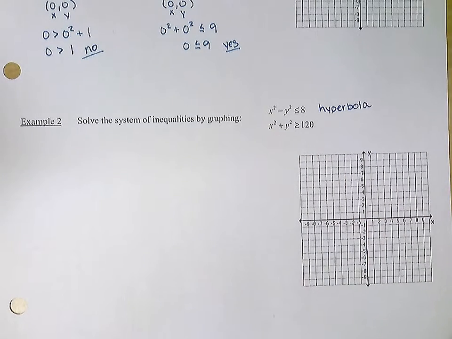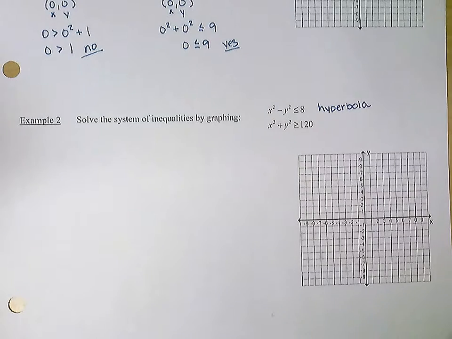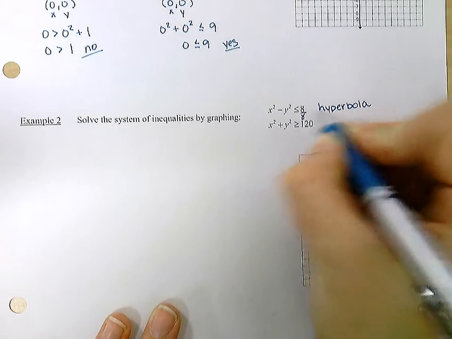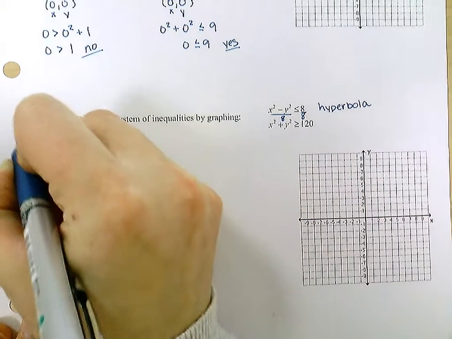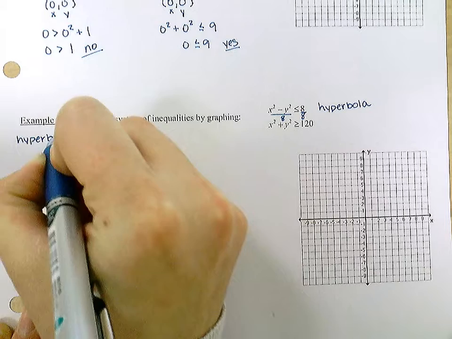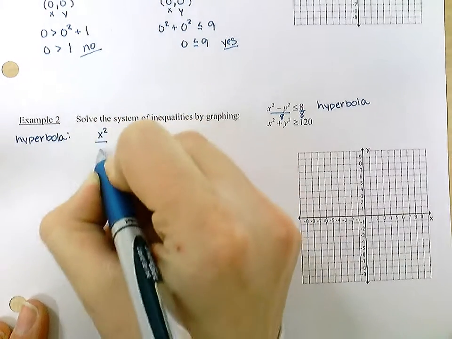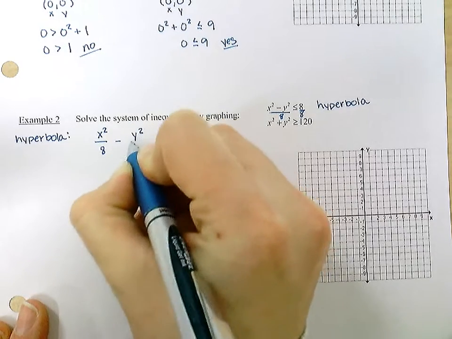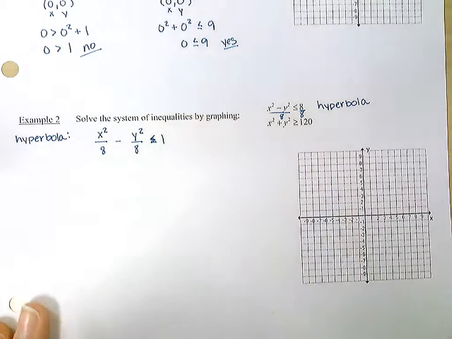Okay, so if you have that subtraction between, it is a hyperbola. So I'm going to rewrite what that would look like because hyperbolas are always equal to 1. In this case, your inequality will be less than or equal to 1. So that means you have to divide by 8. Okay, so for this hyperbola, we would have x squared over 8 minus y squared over 8. Oops, not equal to, less than or equal to 1.